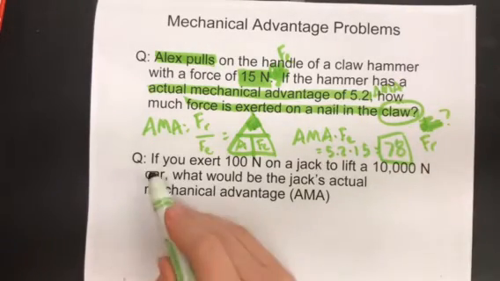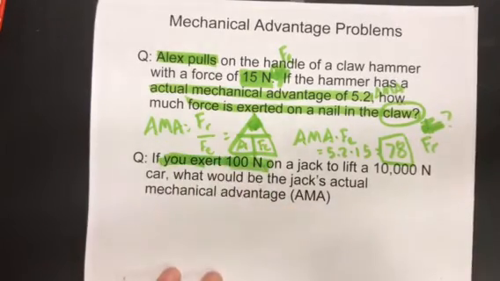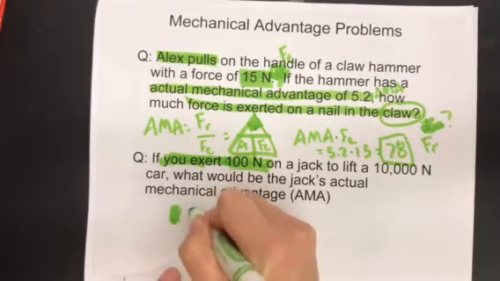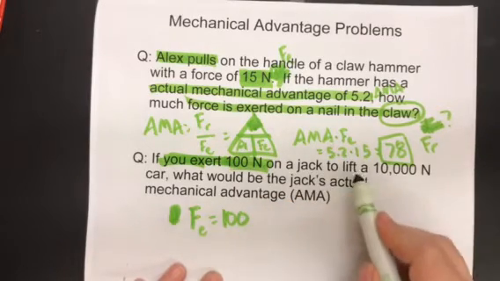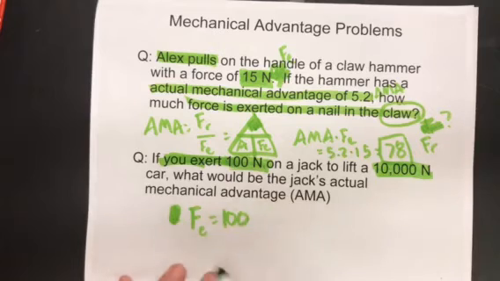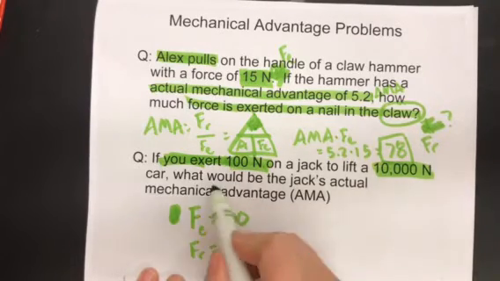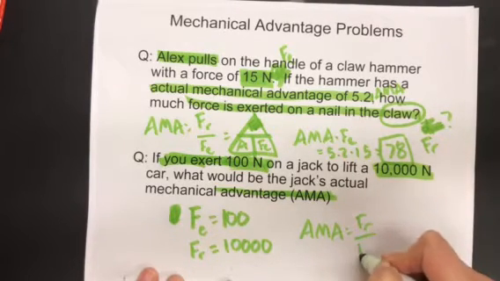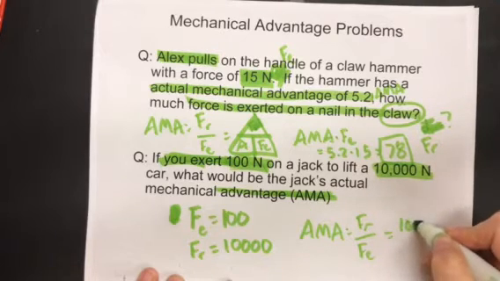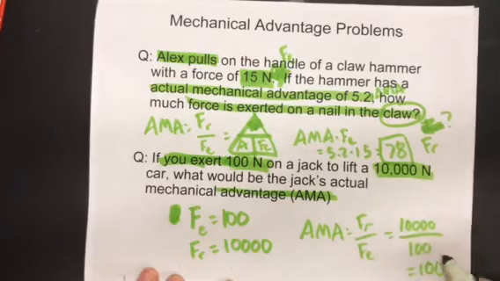Done. Okay, so if you exert 100 newtons, that 100 newtons is your FE, because that's what you are doing, on a jack to lift a 10,000 newton car. So this is what the machine has to do. It has to lift this car, so that is your FR. And it's asking for the AMA. So again, your equation, AMA equals FR over FE. So 10,000 divided by 100 equals 100.